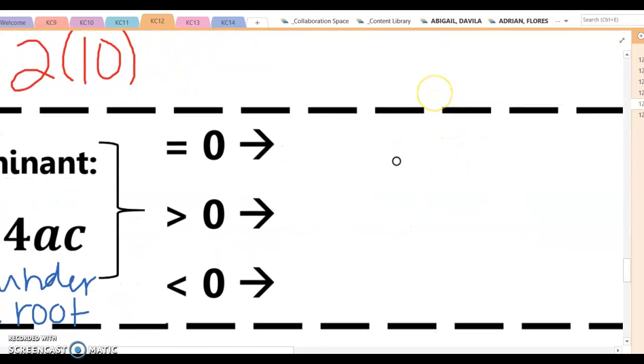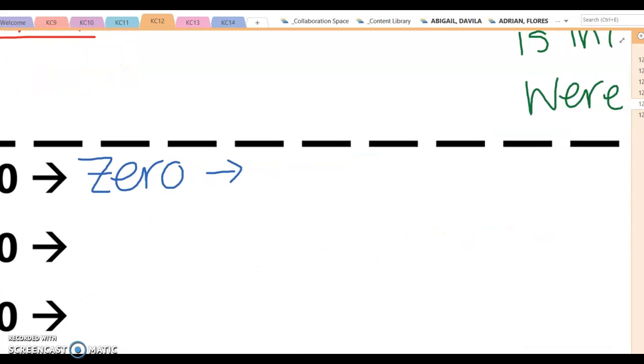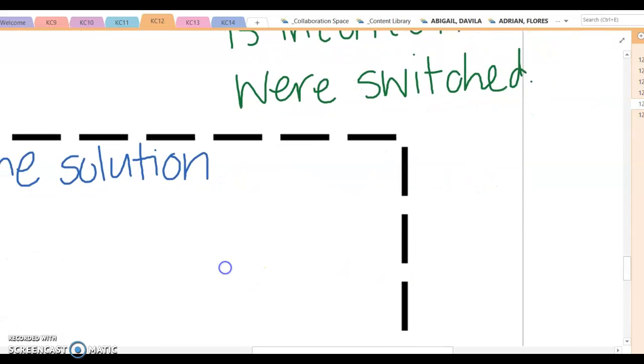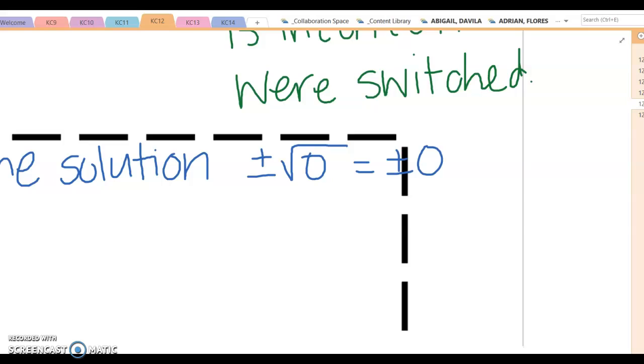So underneath that square root, if your answer ends up equaling 0, so you have 0 underneath there, that tells you that you're going to have one solution, right? Because if you end up with 0 underneath the square root, you're doing plus or minus the square root of 0, which is just plus or minus 0, which is just 0. You can't have plus 0 or minus 0.